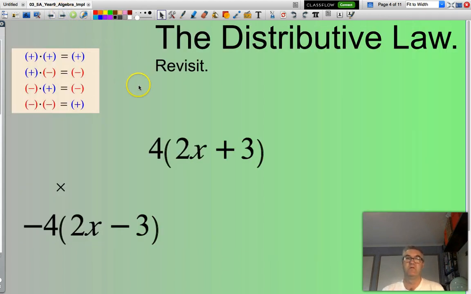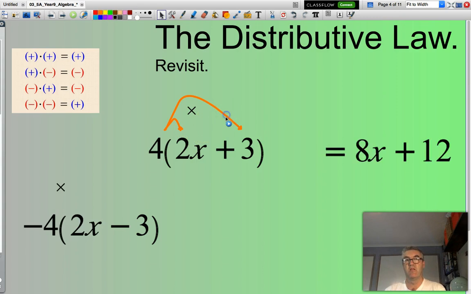Now, just a recap of the distributive law. With the distributive law, you multiply everything that's outside the brackets with everything that's inside. So as an example, I need to multiply 4 by 2x, and I also need to multiply the 4 by 3. That will give me 8x plus 12.